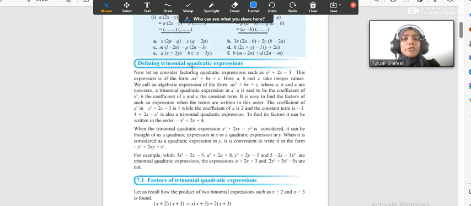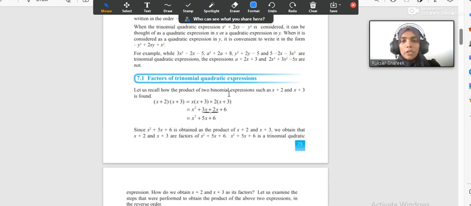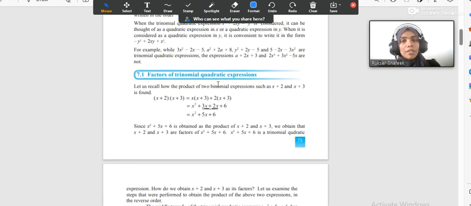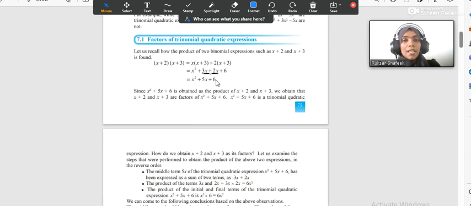So defining trinomial quadratic expressions. So we're going to learn about quadratic expressions and trinomial quadratic expressions, where in this case the expression itself would be in the format ax squared plus bx plus c. So that's one of the major things that we need to remember. It's going to be ax squared.